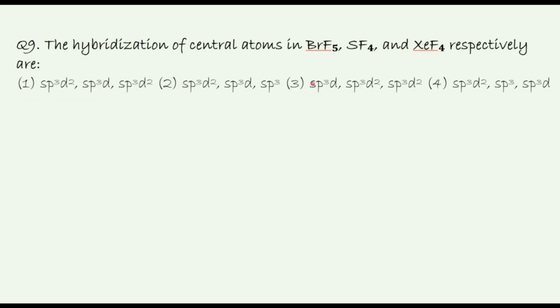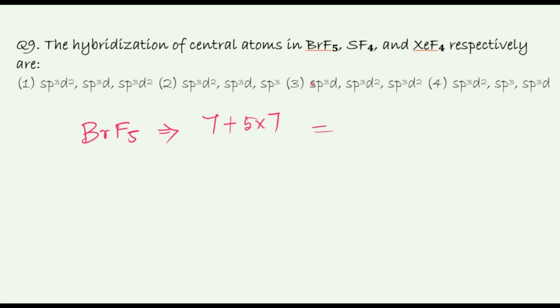Let's see this question: hybridization of central atoms in BrF5, SF4, XeF4 respectively. Okay. They're just asking, I think I have told you the trick to find out the hybridization. You do not need to go into much detail. You can just use the valence electrons. I'm telling you for this, bromine and fluorine are there. Both of them have valence electrons as 7. So 7 plus 5 into 7 for fluorine. So 5 into 7.